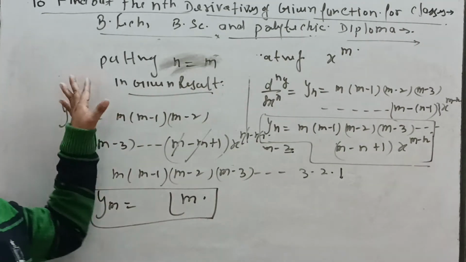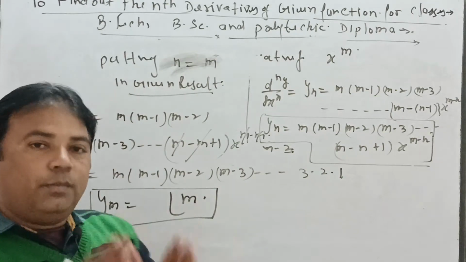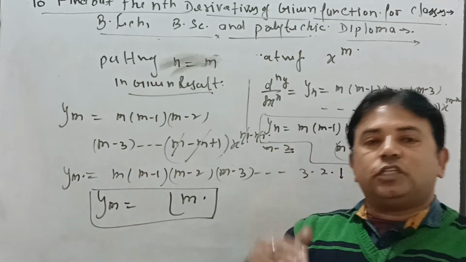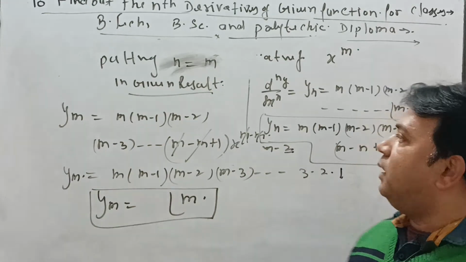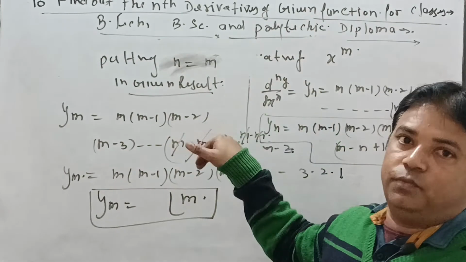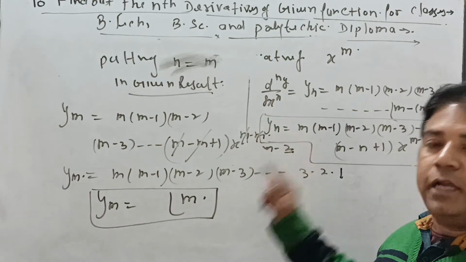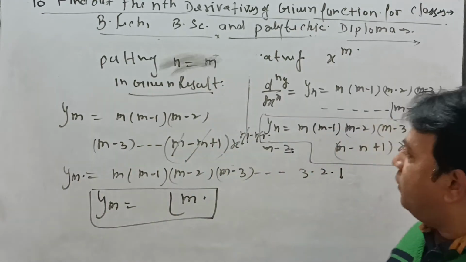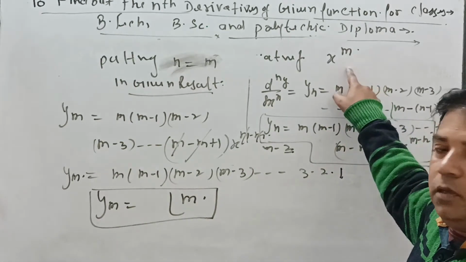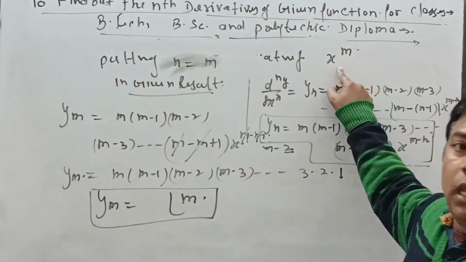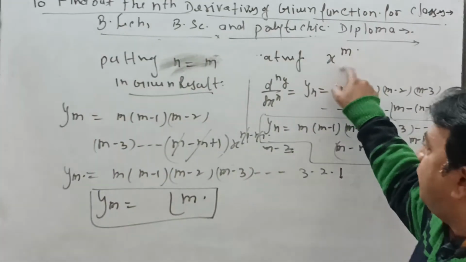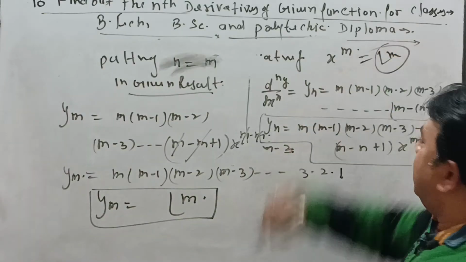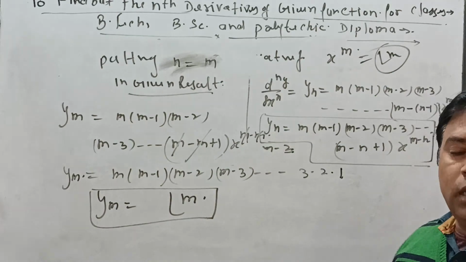If you see in a question that the given function is x to the power m, and you differentiate this function m times, then you write the direct value as factorial m. The derivative of the given function x^m, taken m times, is equal to the factorial of m.